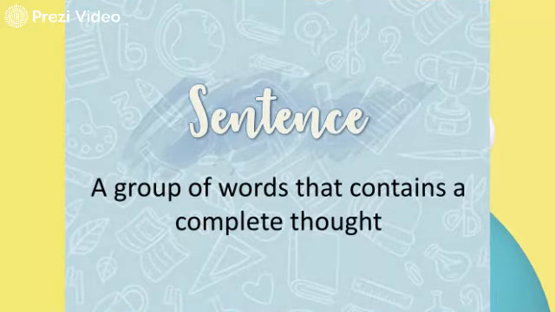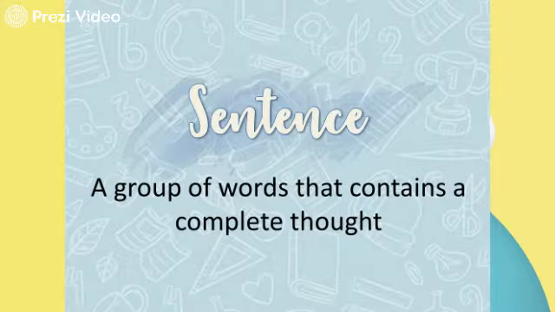Today we're going to start a new topic that is called types of sentences. So let's start with some definitions that are going to help us. The first definition that we need to know is: what is a sentence? A sentence is a group of words that contains a complete thought.